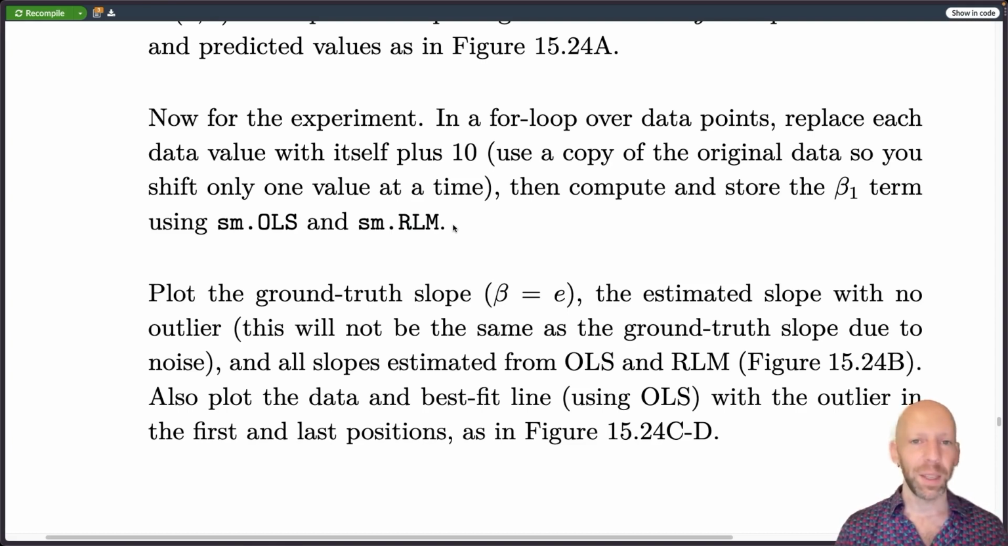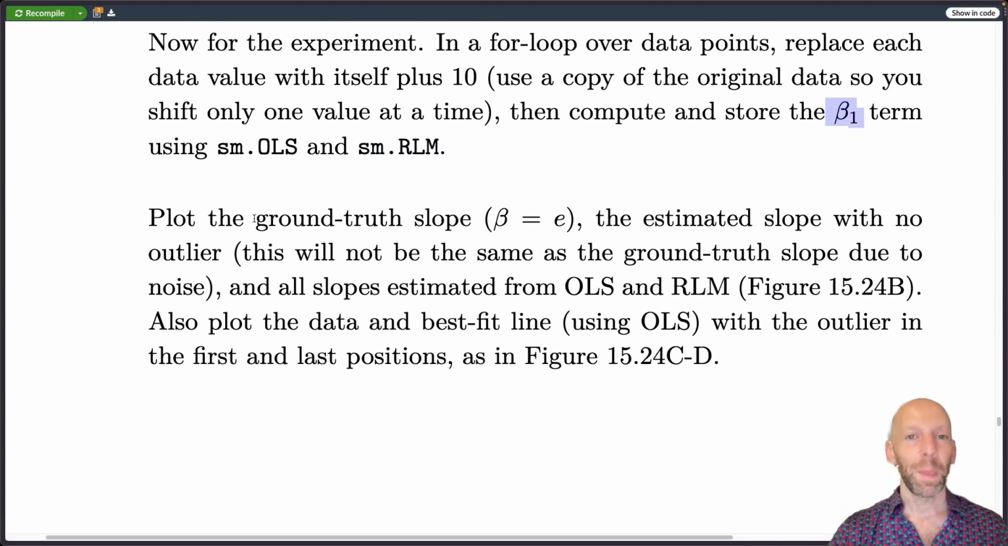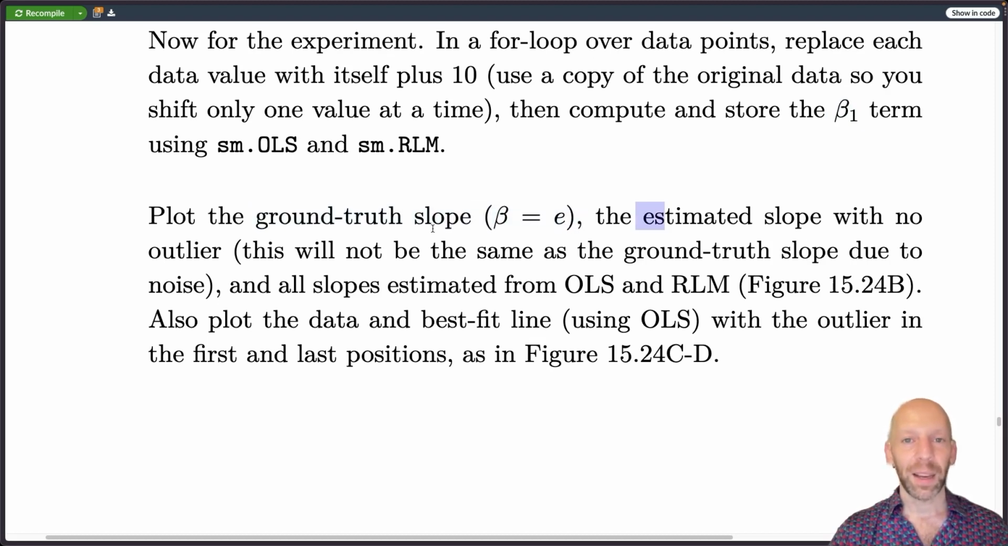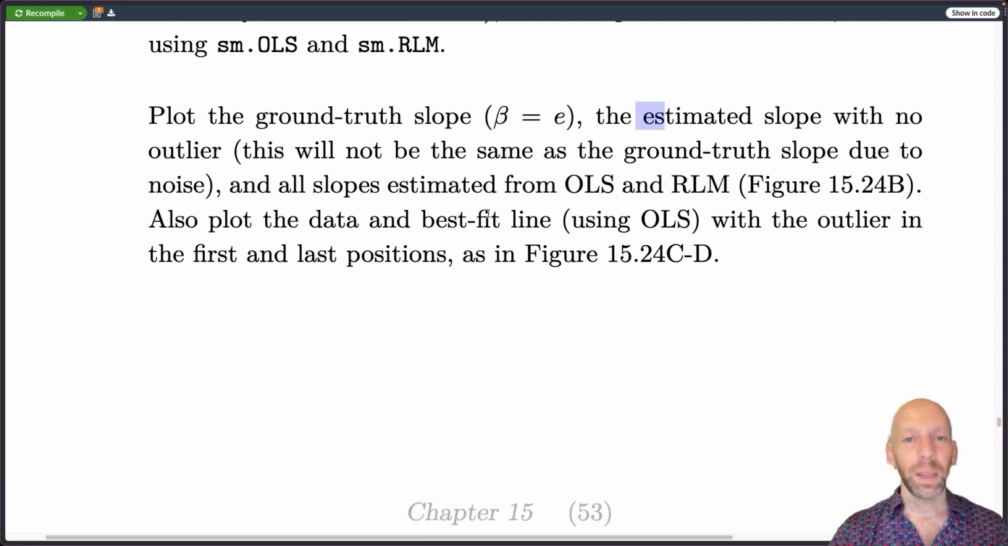I discussed this a little bit in the book chapter towards the end of the chapter. I don't go into a lot of detail about the different algorithms and the mechanisms, but basically what this method is going to do is look through the data and identify any outliers and deweight them, so weigh them less, so that they have less impact on the regression analysis and the beta terms. Okay, so then in a plot, you want to plot the ground truth slope, the estimated slope without any outlier, and all of the individual slopes for each iteration in this for loop.